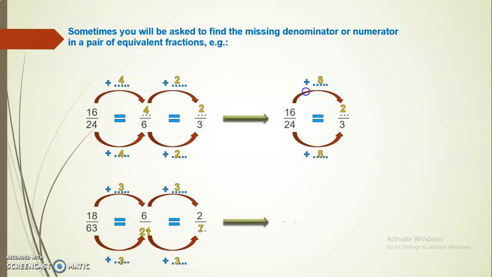And I can say 18 over 63 divided by, here I have 3 and 3. So 3 times 3 is 9. Why? Because 18 and 63, both of them are found in table 9. So 18 divided by 9 equals 2 and 63 divided by 9 equals 7.